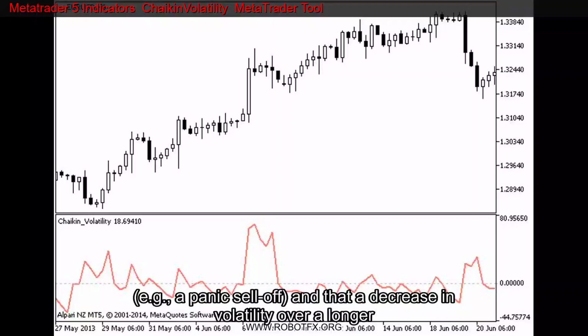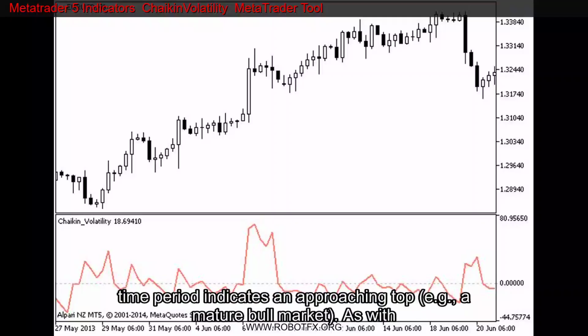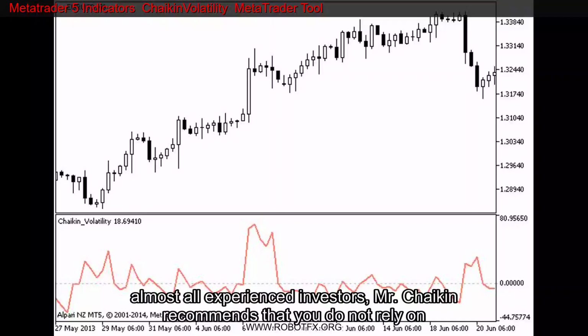As with almost all experienced investors, Mr. Chaikin recommends that you do not rely on any one indicator. He suggests using a moving average penetration or trading band system to confirm this, or any indicator.